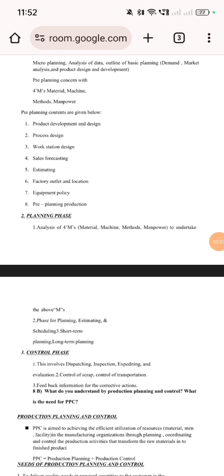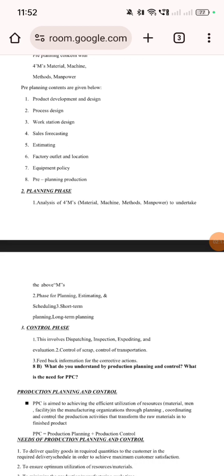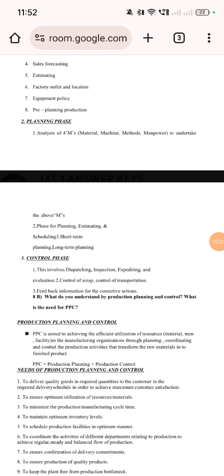First one, product development, design and process design, workstation design, sales forecasting, estimating, factory outlet and location, equipment policy. Then pre-planning production. Planning phase. It is the planning phase.